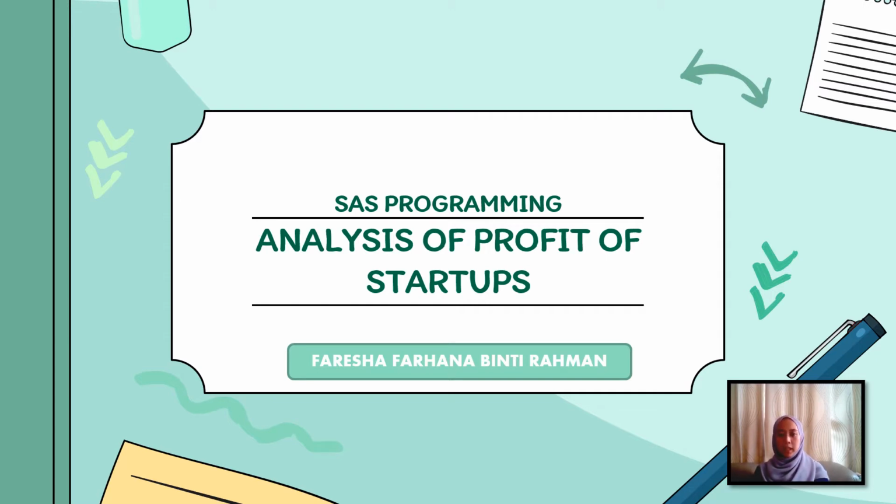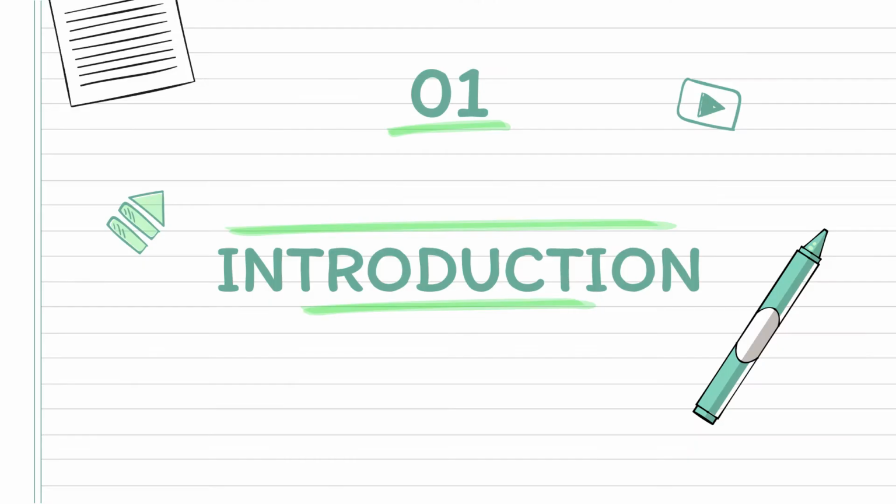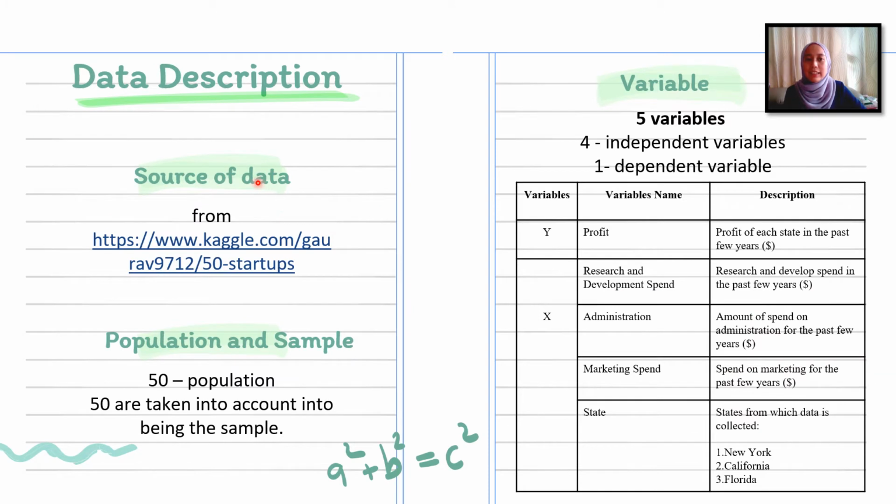Today, I will present the analysis of profit of startups. So this is the description of data for our project. Our source of data is taken from kaggle.com, named startups. Our population and sample is 50. Because the population is considered small, we take the 50 population into our sample.